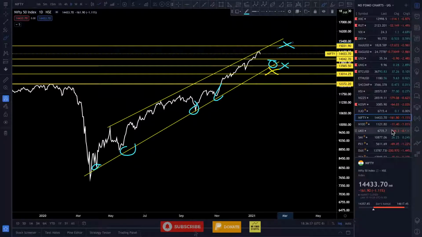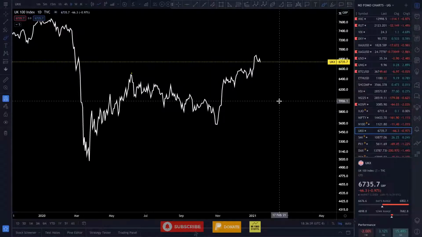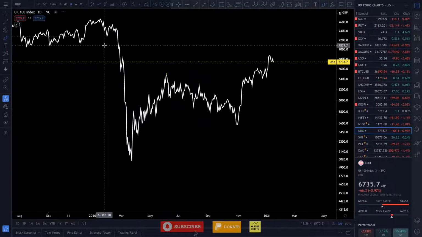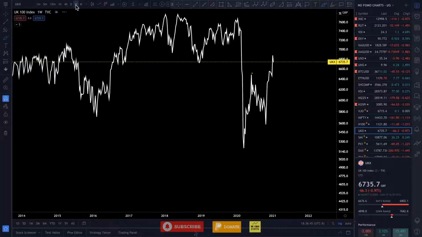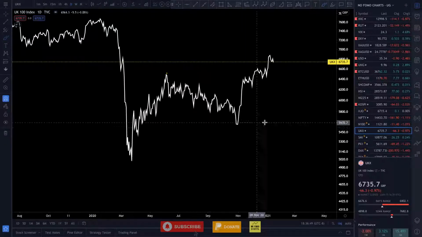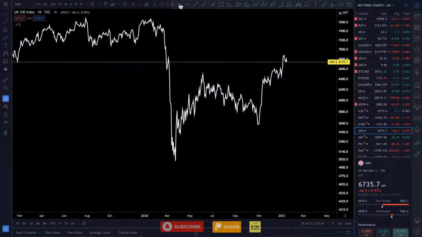Let's just go to UKX and end here, because this is an interesting one where it went uptrend, downtrend, uptrend. So to me, it's a much longer term pattern. All right. I'm going to leave it on line charts, so it's easy to see this pattern.